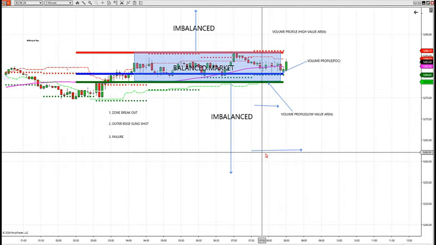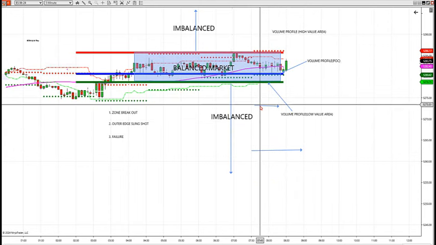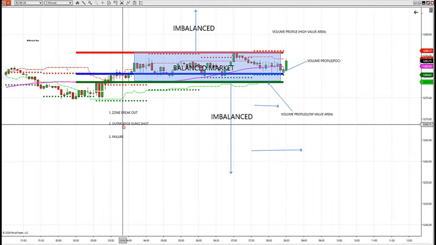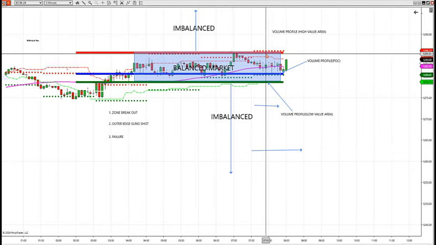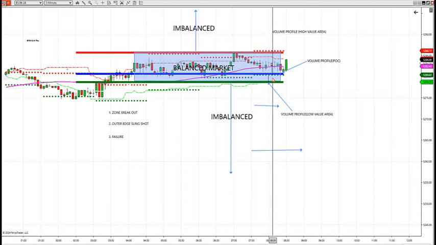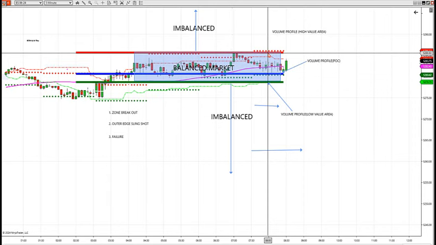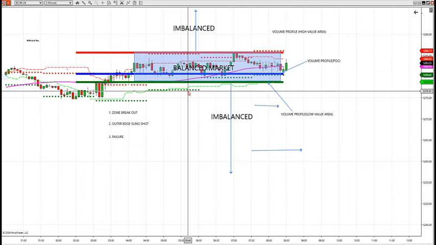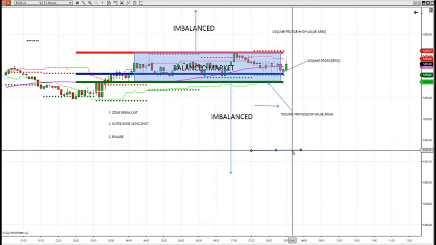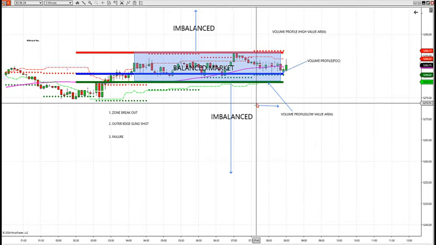So that will show us a big gap in the market where your targets are when you get into a zone break or an outer edge or a failure. So if we break through HVA today or low value area today and we get imbalanced, then we're looking for the market to show us these targets of where we could possibly have a setup.